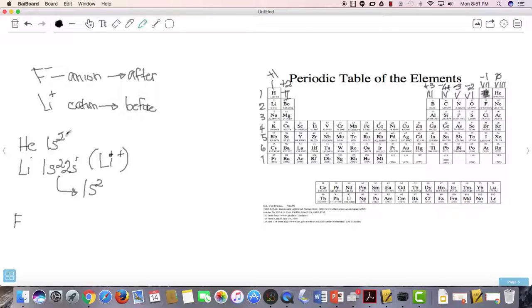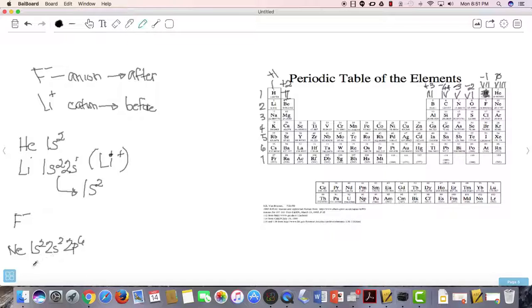Let's take a look at fluorine. Fluorine ion is going to look like the noble gas that comes after it. What noble gas comes after fluorine? It is neon. So first, let's write the electron configuration for neon. Neon's electron configuration is 1s2, 2s2, 2p6, and that is the electron configuration for neon, 1s2, 2s2, 2p6.